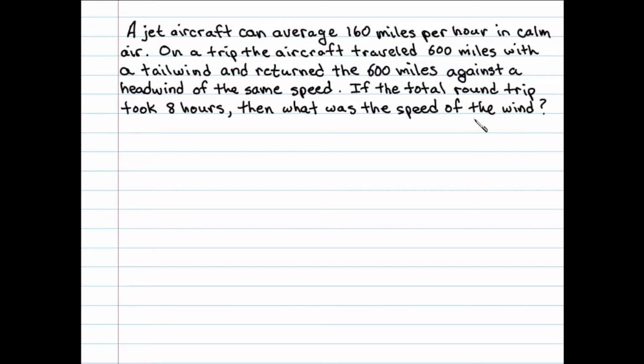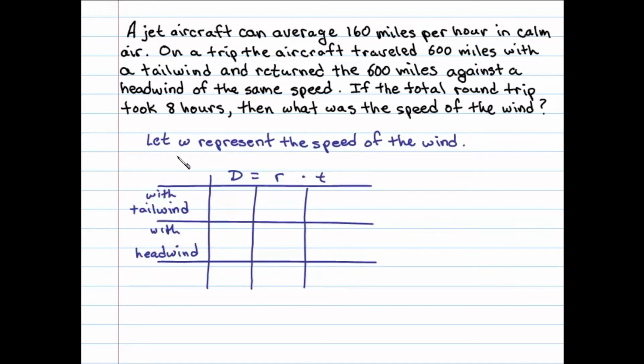Let's begin by identifying our variable and organizing our data in a chart. Here we'll let W represent the speed of the wind. And we know distance equals rate times time, and there are two legs to this trip.